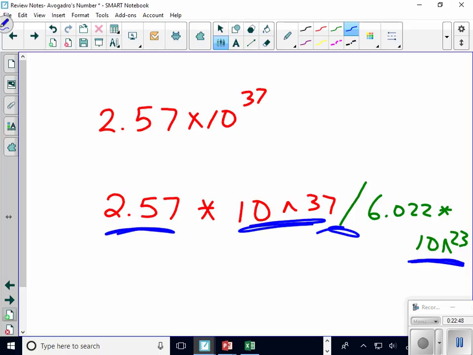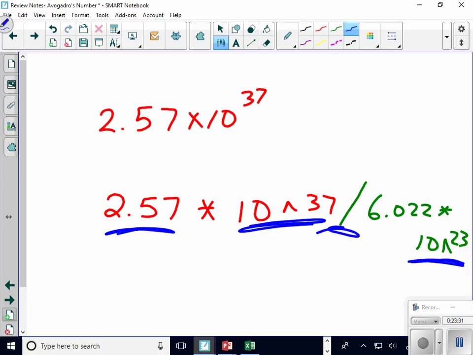What did you get when you did that? What did you get when you did that math? 4.27 times 10 to the 59th. Right? Now, that is an incorrect answer. That is an incorrect answer because your calculator is following order of operations.